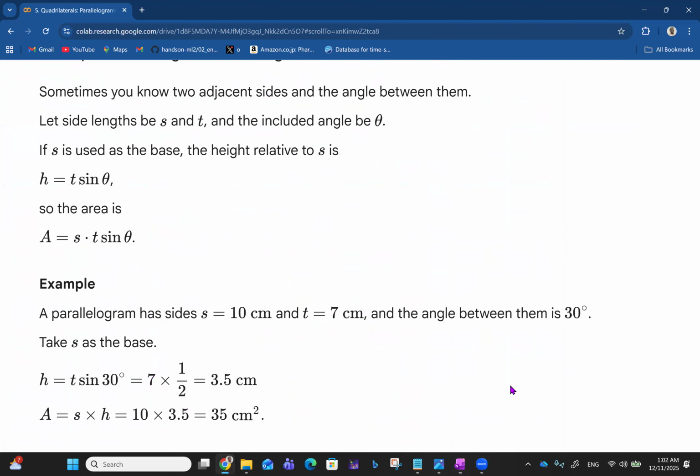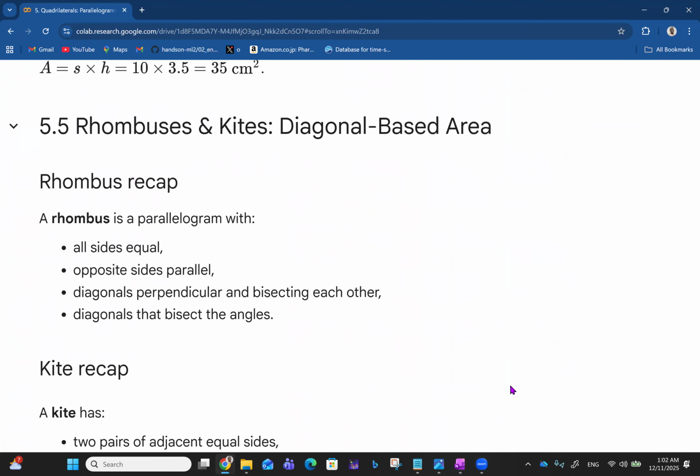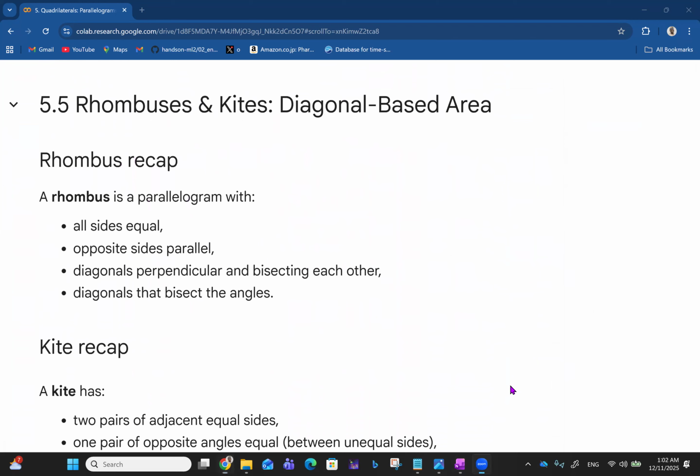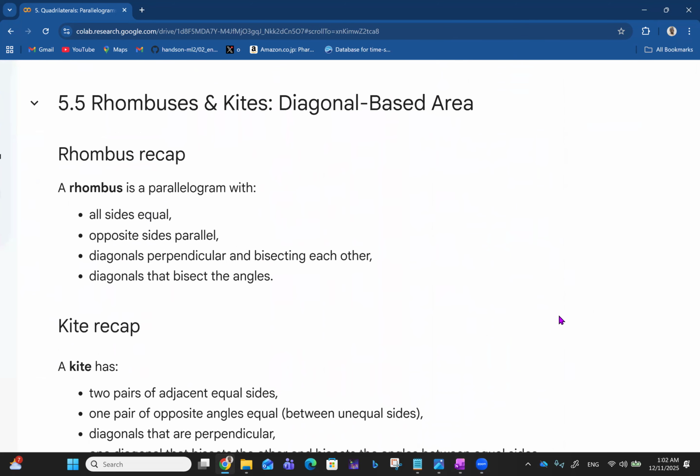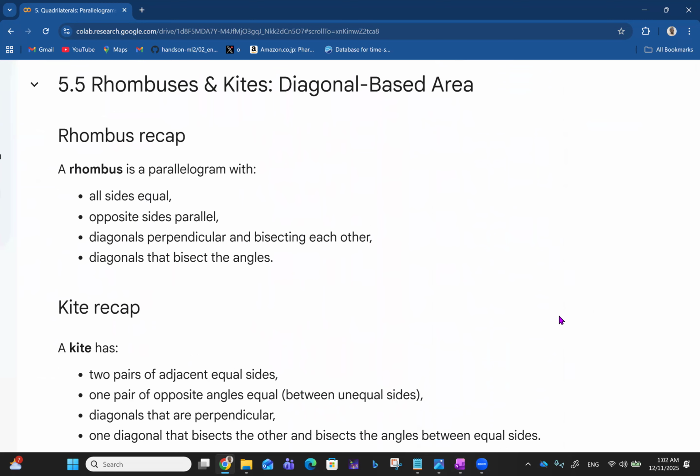Okay, so we move on to rhombuses and kites. For rhombuses and kites, we need to do diagonal-based area. Because of their unique properties, the diagonals intersect at right angles. And one thing we like about triangles is that because they intersect at a right angle, we have the whole area divided into four right-angle triangles. So that's something to work with.